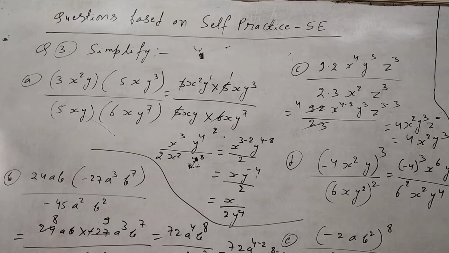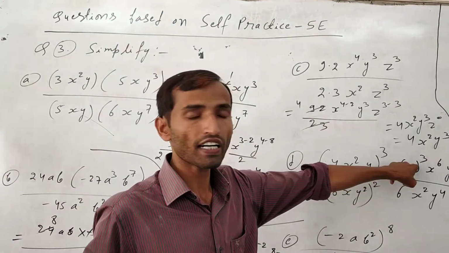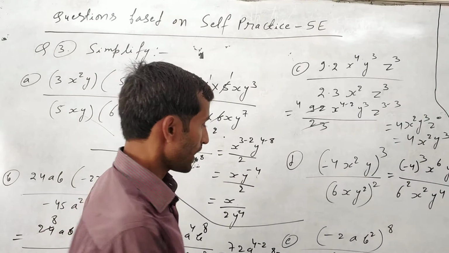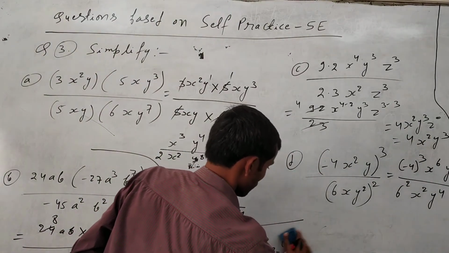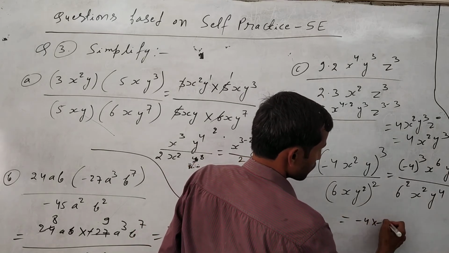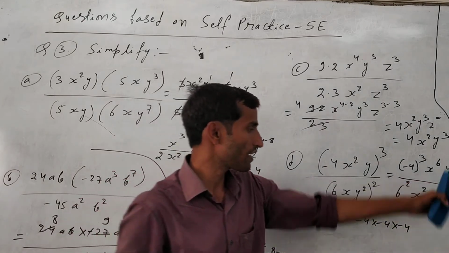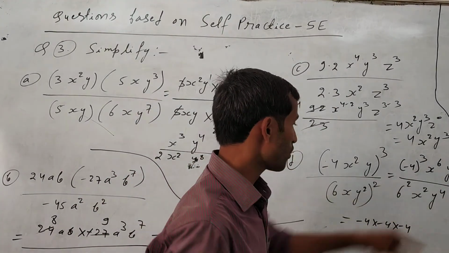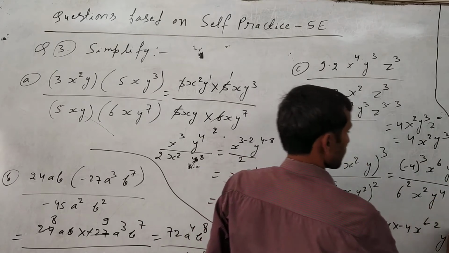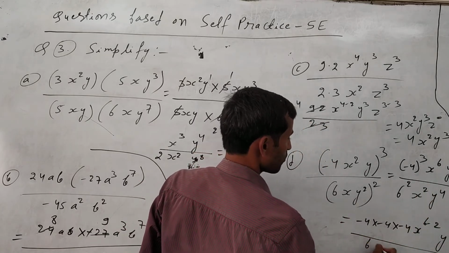Now we will simplify here. First of all we have to multiply minus 4 three times, means minus 4 into minus 4 into minus 4. After that we can subtract the powers, since the same base is there, and the power will be subtracted because division is there. So x power 6 minus 2 will come, and y power 3 minus 4 will come, and below is 6 square, means 6 into 6.